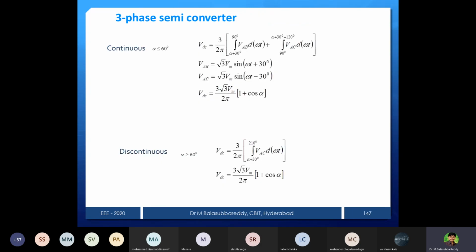So this is your derivation part. 3 by 2 pi, alpha plus 30 to 90 VAB, and then 90 to 120 AC, and you just integrate this portion. Whether it is continuous or discontinuous, we get the same expression. So this is today's class. If you have any doubt, you can ask me. I will share this PPT anyhow.